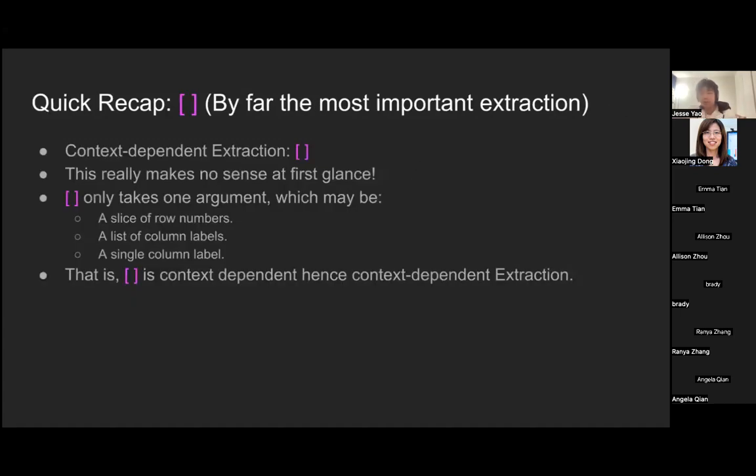Okay, so first things first. Quick recap from 2 weeks ago, which was we talked about extraction, right? And I noted that these square brackets were the most important extraction tools that we have, which is context dependent, right? So you can either take a slice of row numbers, a list of column labels, or a single column label. And like I said, that's the most convenient and the most used extraction.